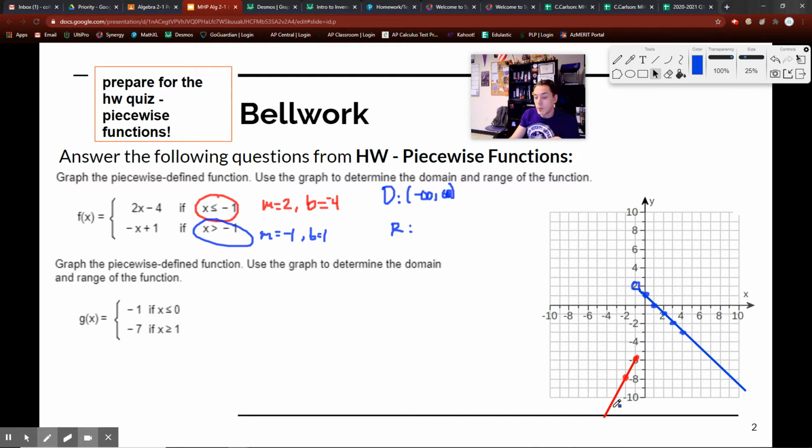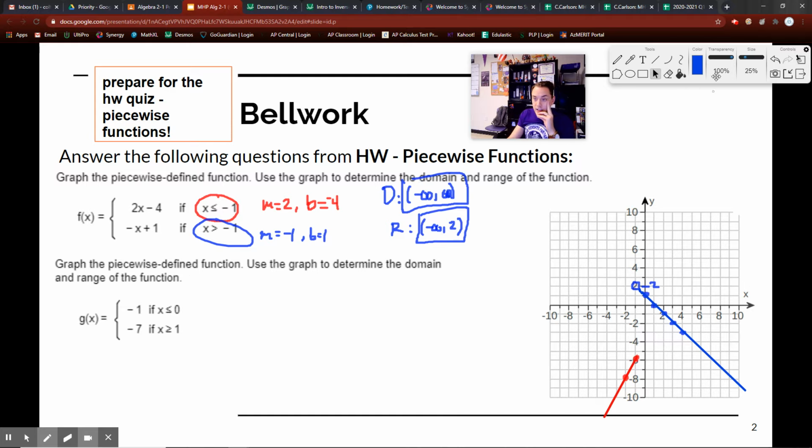Now, bottoms up for range. It does exist down here, so I'm going to say -infinity, but where does it stop existing? It stops existing right there at the 2 spot. So right there at the 2, I'm going to put 2 and then parentheses. Okay? Awesome. And that's your domain and range. Sweet.